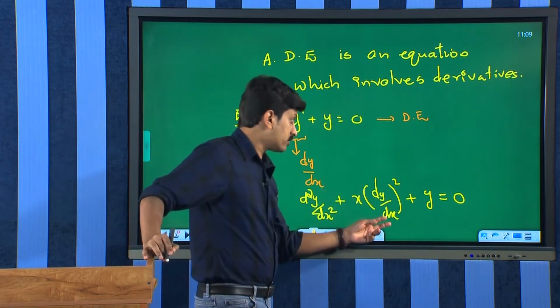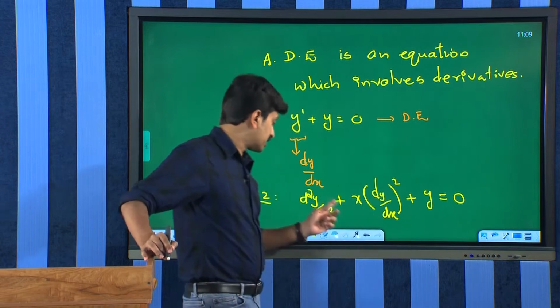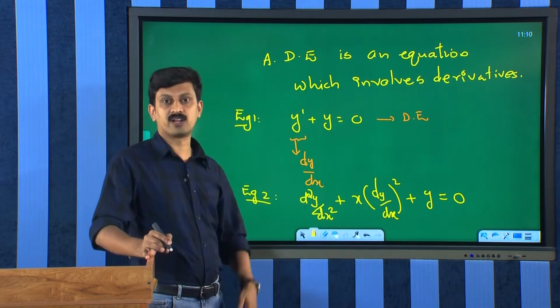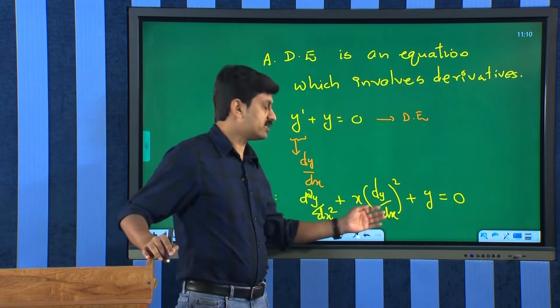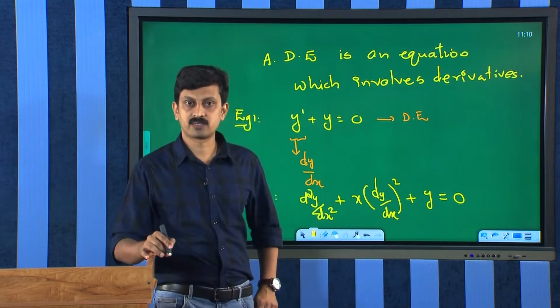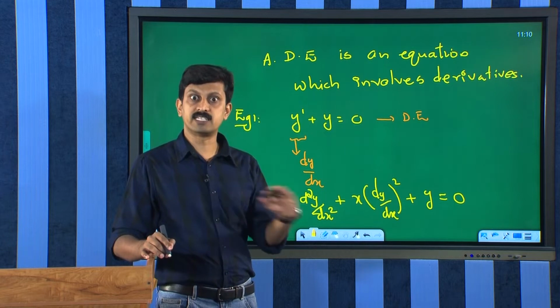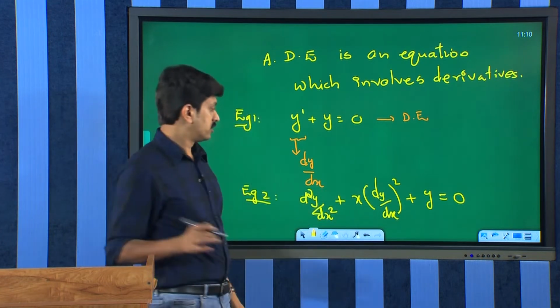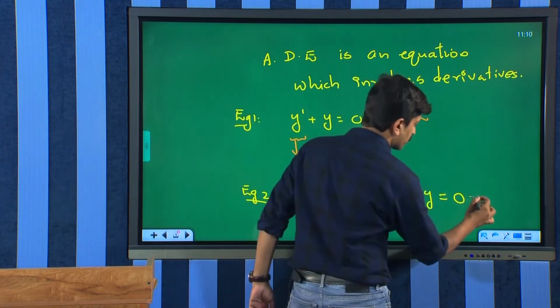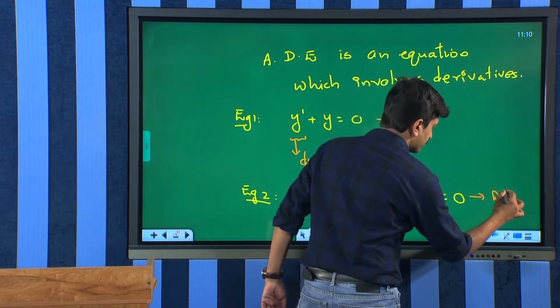The first order derivative has power 2 and the second order derivative has power 1, and also x is there and y is there. Simply, this is also a differential equation, because it consists of the derivatives dy by dx and d square y by dx square.